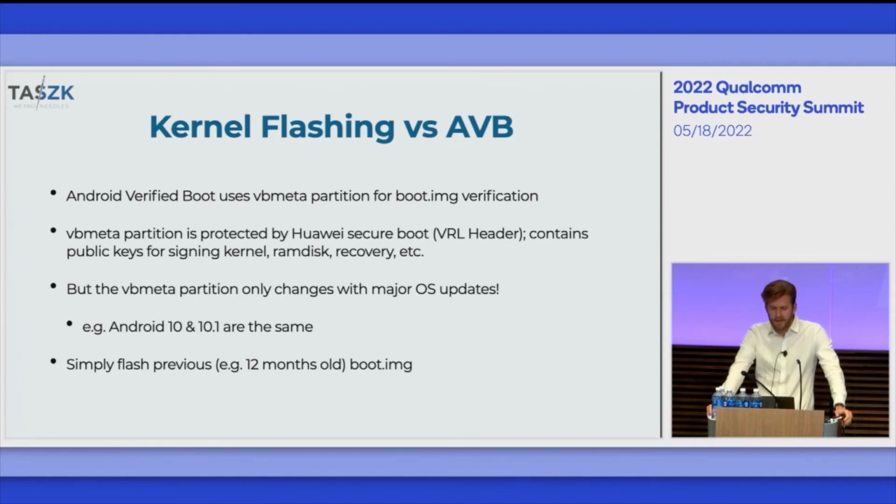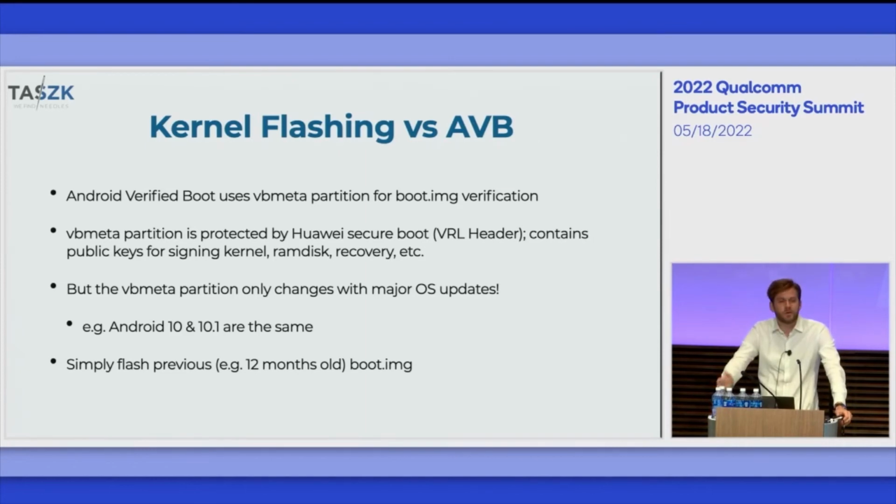So why is that? The way Android verified boot works, at least just focusing on a small detail of it, which is the important part for us here, is that it uses something called the VB meta partition for verifying the boot.image, which is the image that packs in the kernel image itself. And this VB meta partition itself is protected by the lower layer of the secure boot architecture, which comes from Huawei and uses this VRL header format. But what we found out, what was important for us, is that in terms of actually changing, the VB meta partition only actually changes in our research with the most major OS updates.